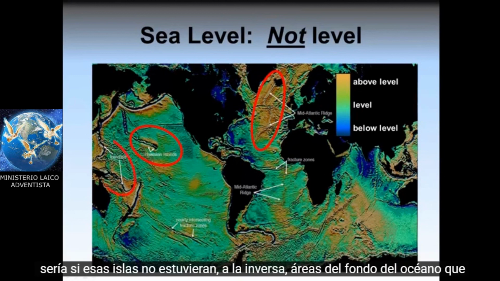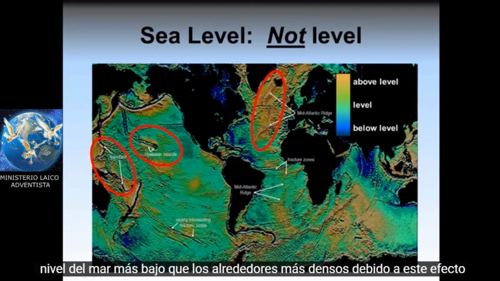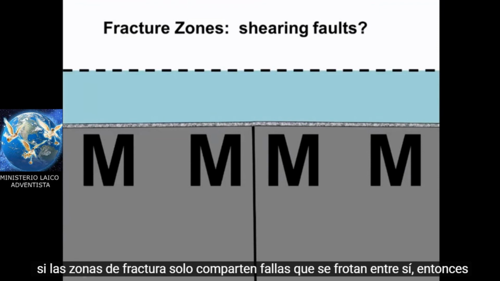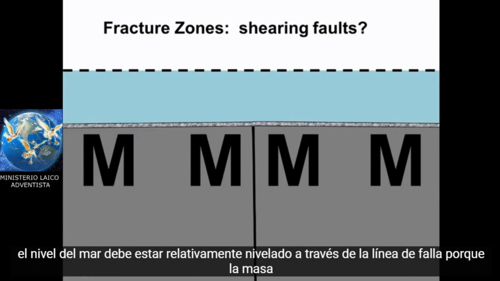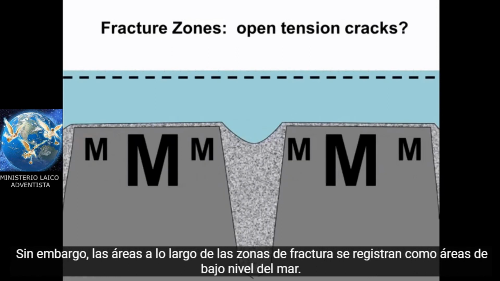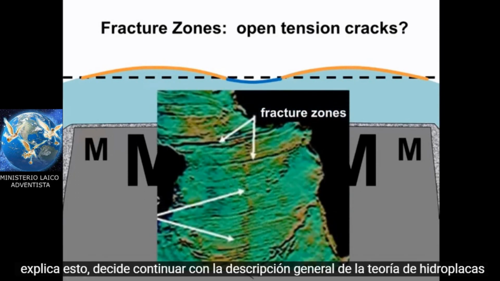Conversely, areas of the ocean floor that are missing mass, like trenches or deep, wide open tension cracks, will have a lower sea level than the denser surroundings. Because of this effect, fracture zones show up as areas where sea level is below normal. If fracture zones are just shearing faults rubbing against each other, then the sea level should be relatively level across the fault line because the mass, shown as M's in the picture, are uniformly distributed across the surface. However, areas along fracture zones register as areas of low sea level, meaning there is missing mass over the deep open cracks. Only a deep open crack explains this. You decide.